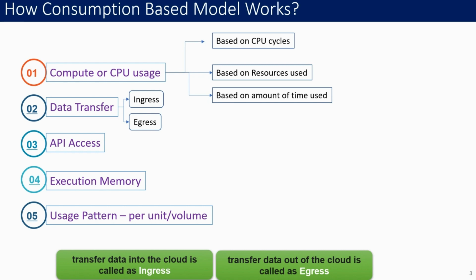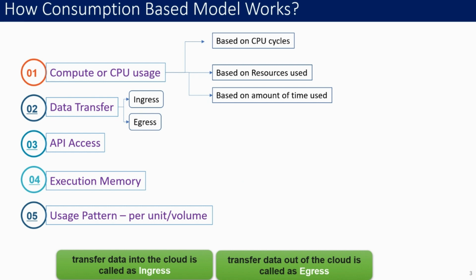The third one is API based access, where the customer is charged based on the number of times the customer accesses the API. The fourth one is execution memory based billing, in which the customer will be charged based upon the number of times the customer accesses. And the last one is usage pattern, which is based upon either per unit or per volume. Here, the customer is billed based upon the number of units used or volume, say for example, volume of transactions per day or number of employees using an application.